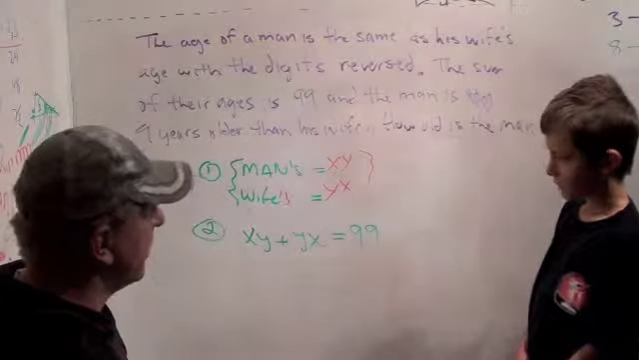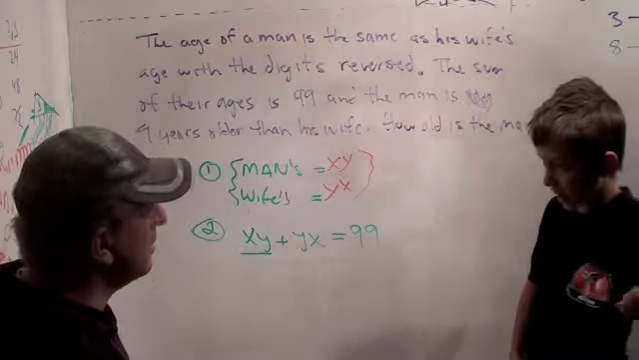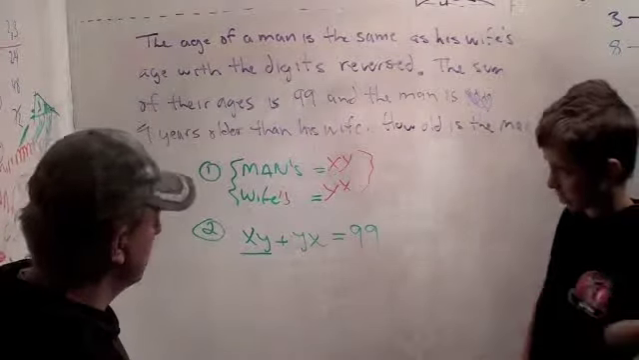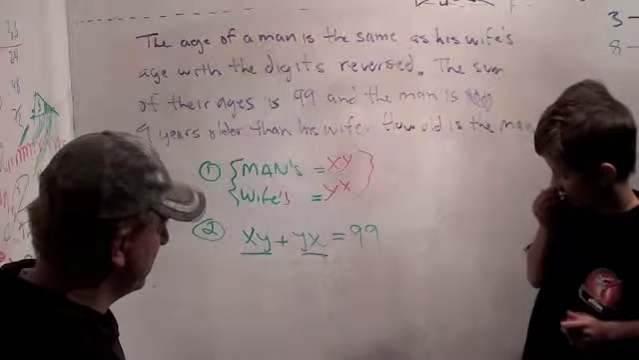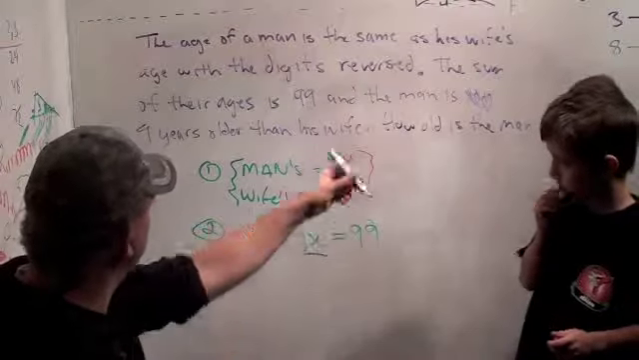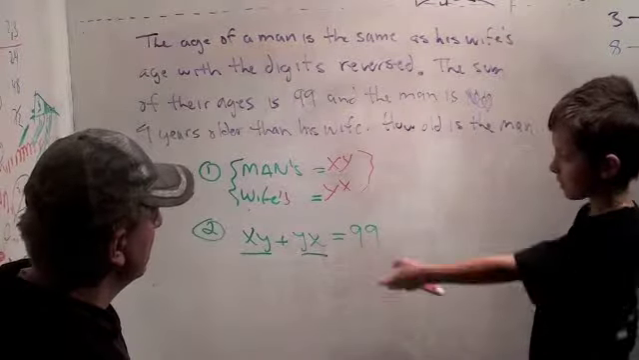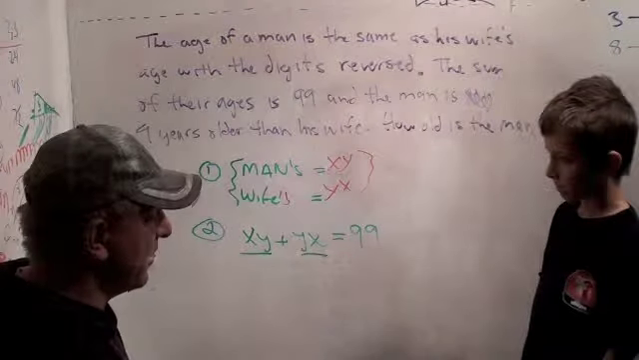Okay? So why is this true? What is XY? XY is 10x plus y. But what is XY in the problem? It's the man's age. Okay, and what is YX? It's the wife's age. And the second sentence says the sum of their ages is 99. That's why we wrote their sum. Okay, so what do you do now?